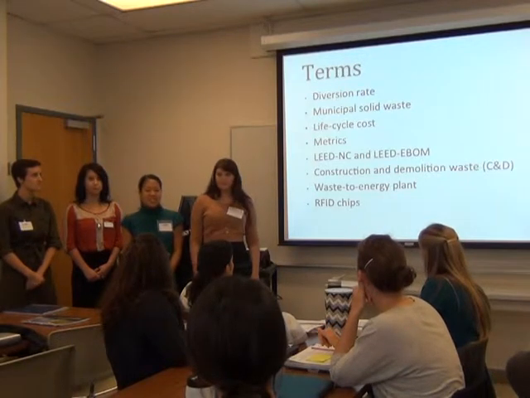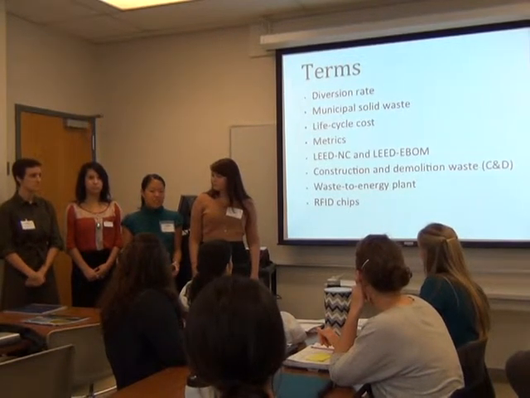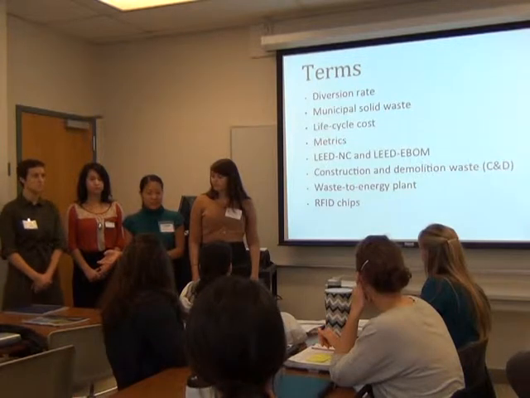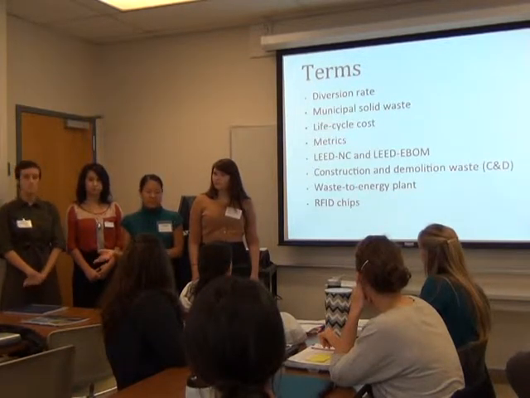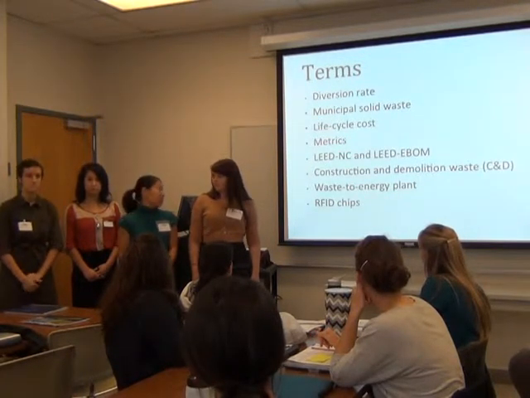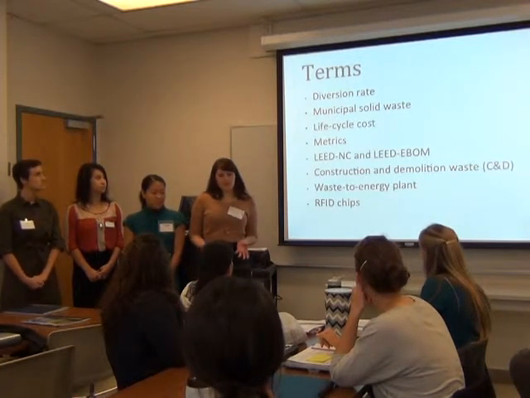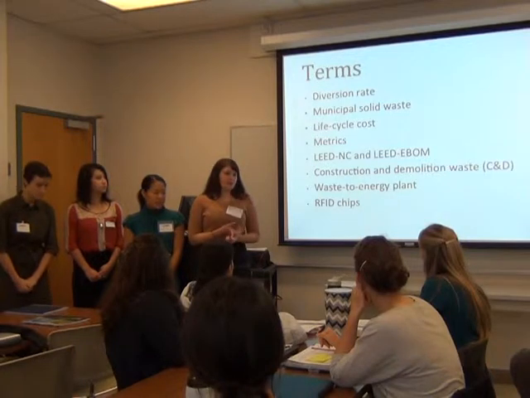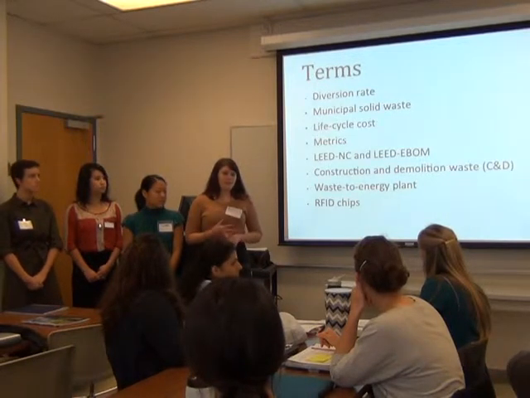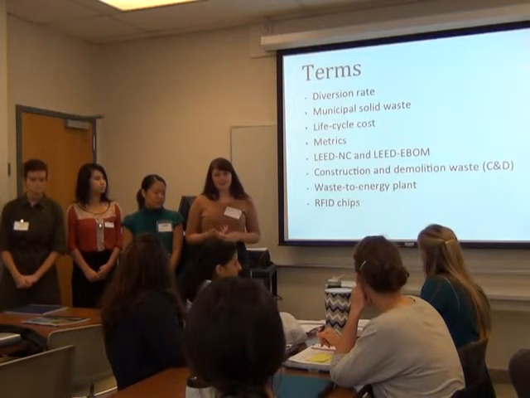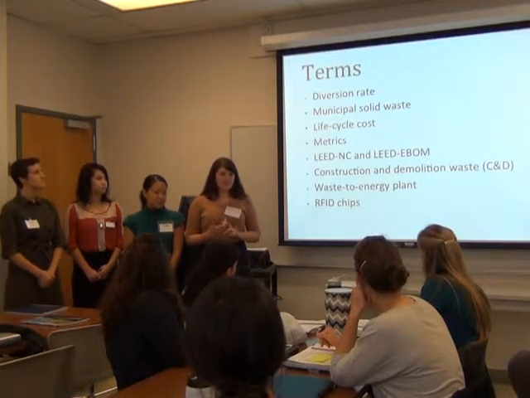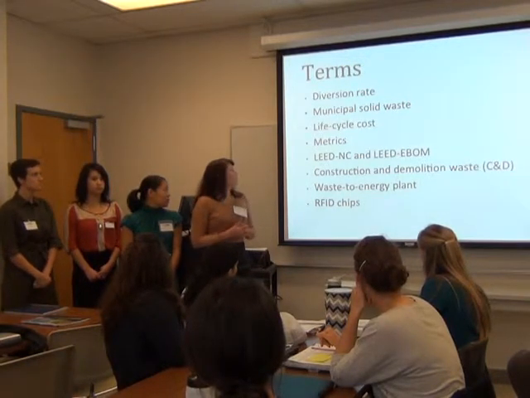Okay, so we have some terms that we're going to define for you. Diversion rate is just the percentage of waste material that gets diverted from landfills, and it goes to recycling, composting, or reusing. Municipal solid waste is a lot of everyday products that we use, like packaging products, glass, bottles, furniture, clothing, grass clippings, and food scraps that get thrown away.